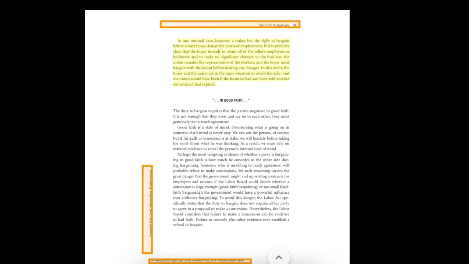In one unusual case, however, a union has the right to bargain before a buyer may change the terms of employment. If it is perfectly clear that the buyer intends to retain all of the seller's employees as holdovers and to make no significant changes to the business, the union remains the representative of the workers, and the buyer must bargain with the union before making any changes. In this event, the buyer and the union are in the same situation in which the seller and the union would have been if the business had not been sold and the old contract had expired.